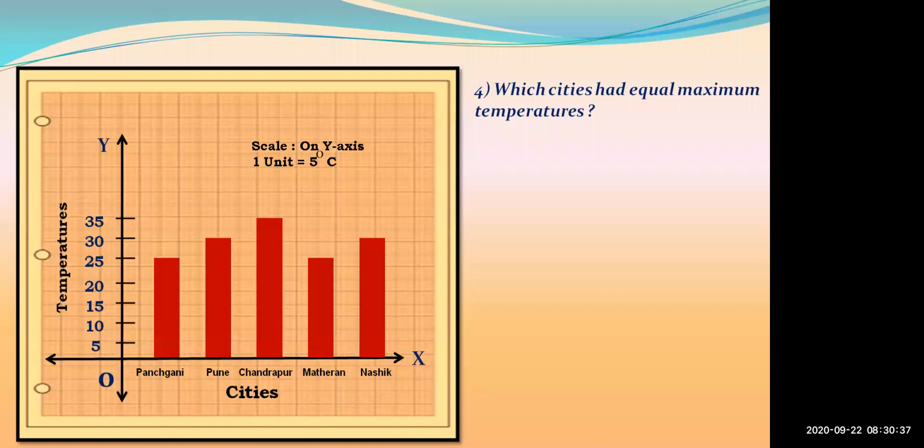In the last question, what was given? Which city has the maximum temperature? But in this question, what is given? Which cities have the equal maximum temperature? Means you have to keep in mind, Pune and Nashik had equal maximum temperature. See, now I will show you the answer. First, Pune and Nashik are having the equal maximum temperature, that is 30 degrees Celsius.